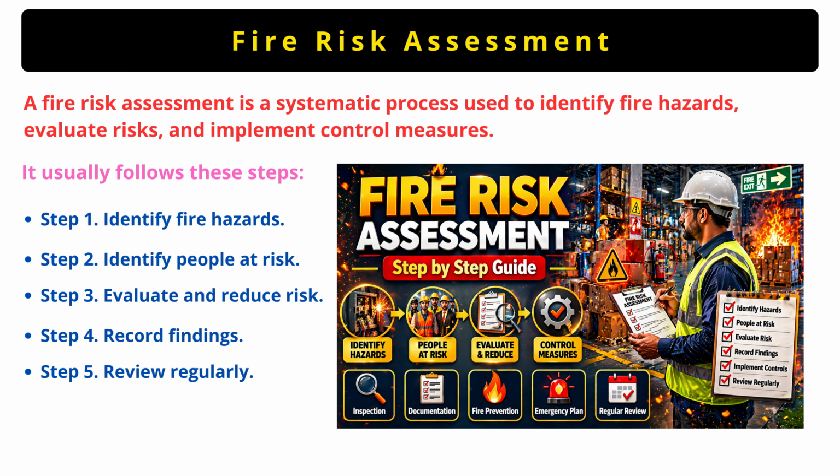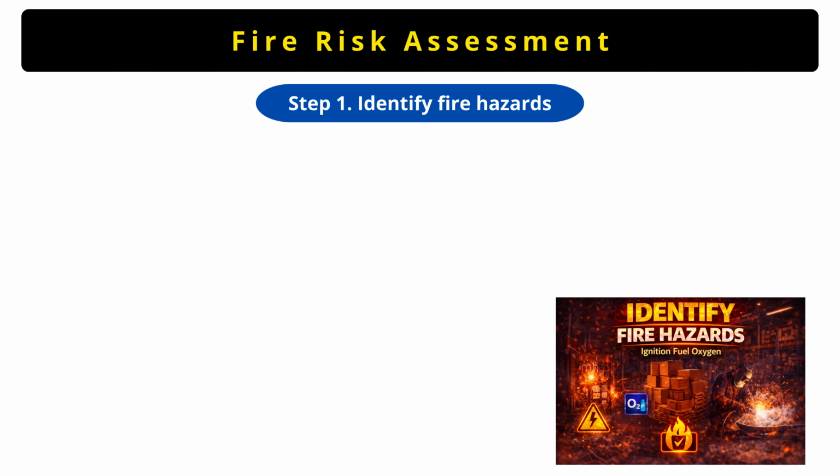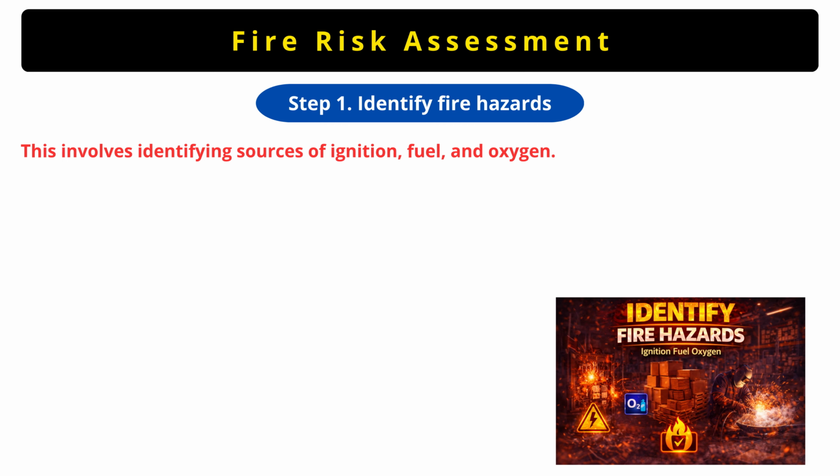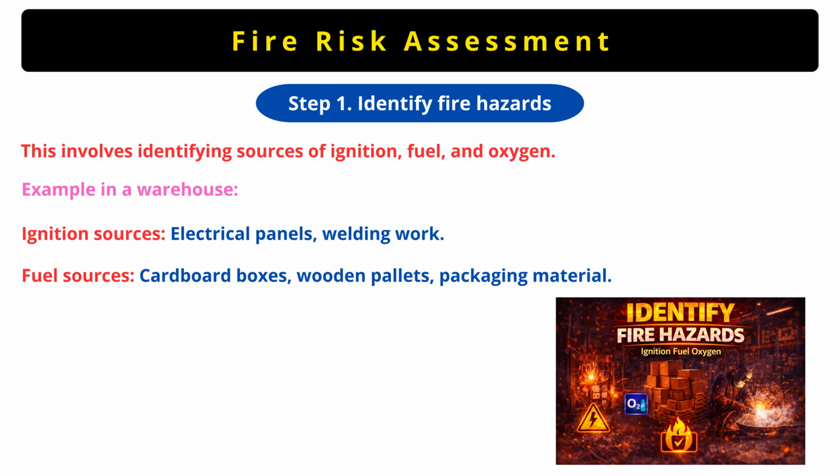Let's understand with practical examples, with a warehouse example. Step one is identify hazards. So we have taken the example of a warehouse. The ignition sources in a warehouse are electrical panels and welding work. The fuel sources are cardboard boxes, wooden pallets, packaging materials, and oxygen is naturally present in air. Here we must ensure heat and fuel are not placed together.